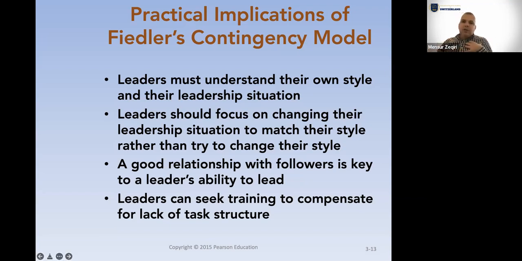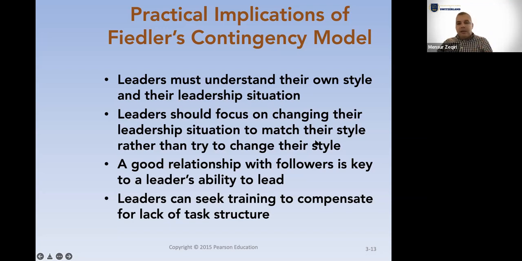Leaders should also focus on changing their leadership situation to match their style rather than try to change their style. So you should not work on changing the style, but you should try to change the situation in which you are based. A good relationship with the followers is key to a leader's ability to lead. And this we could see from the previous slide, which showed how important leader-member relations were to the performance of the team.